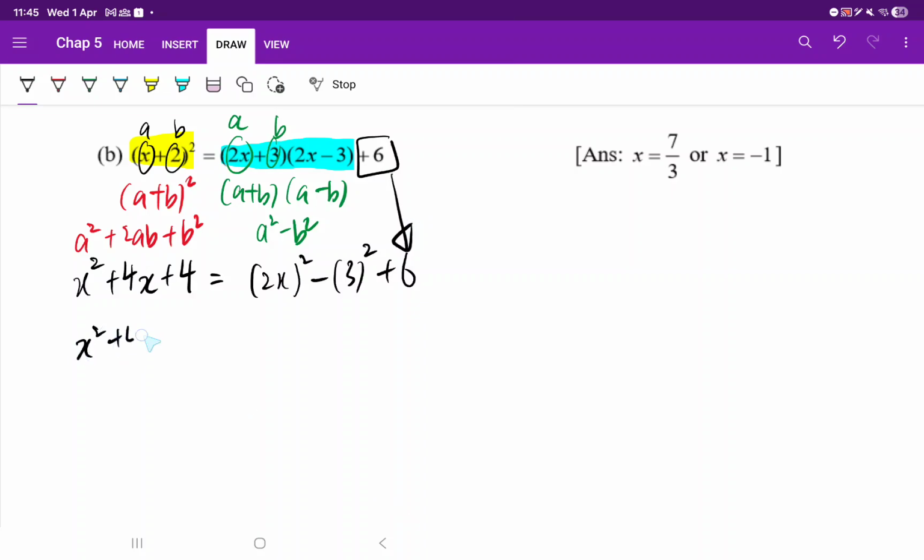Simplify. So 2x bracket square is 4x square. I hope you all know that. You square the number 2 and you square the x. 3 square is 9 plus 6. Now minus 9 plus 6 is equal to negative 3. So actually I can also just write this as negative 3, right? I hope you all know that.